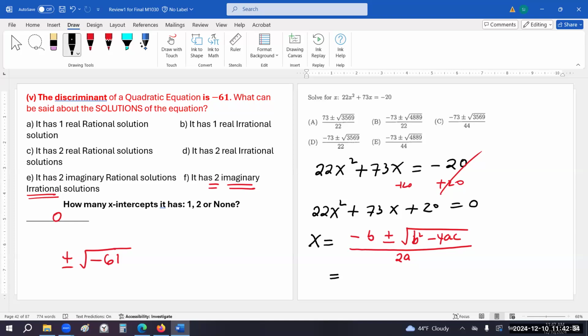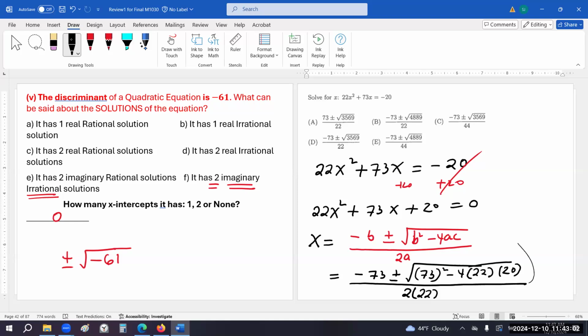What is our b? Negative 73 plus minus 73 squared minus 4 times... what is our a? And c? 20, whole thing divided by 2 times 22. And since these are big numbers, this will be under the calculator portion. So go ahead, use a calculator and tell me what do we have. Negative 73 plus minus what over 44?